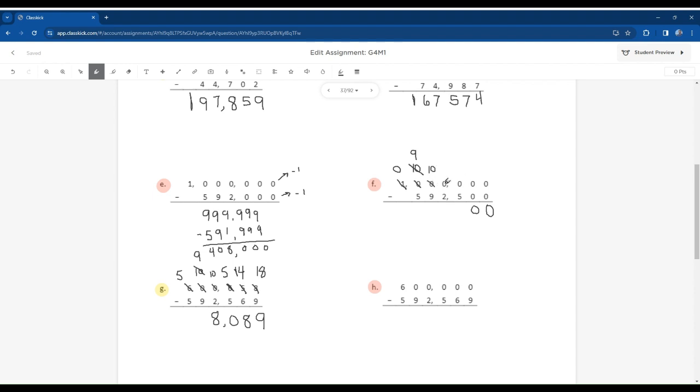Again, getting closer, still doesn't help me. I'll regroup 10 10,000s for 9 10,000s and 10 thousands. Now I have some thousands I can take from, so I'm going to regroup this 10 thousands as 9 thousands and 10 hundreds. So 10 minus 5 is 5. Now that I have some 9s up here, that's going to make it easy with my regrouping. I'm not going to have to regroup at this point.